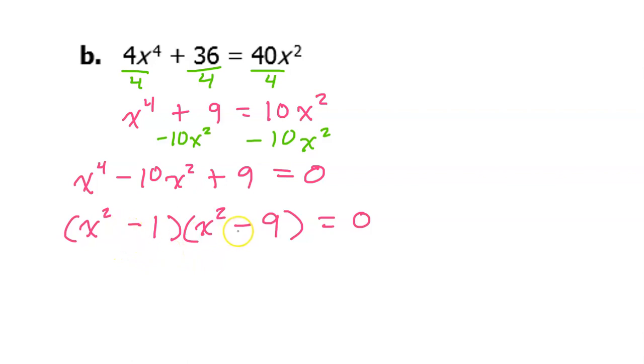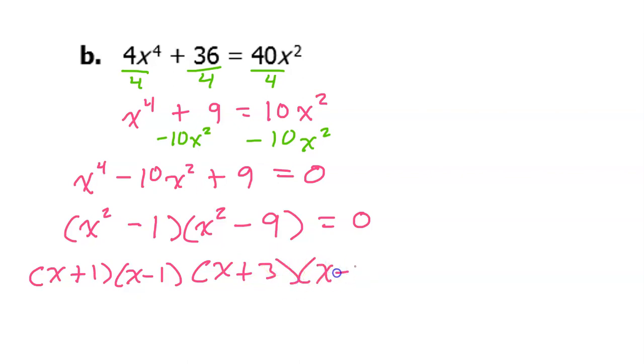Both of these factors can be factored further as the difference of two squares. So looking at the x squared minus 1 part, that's going to factor as x plus 1 times x minus 1. Looking at the x squared minus 9 part, that's going to factor as x plus 3 times x minus 3. So that's one way you could do it.